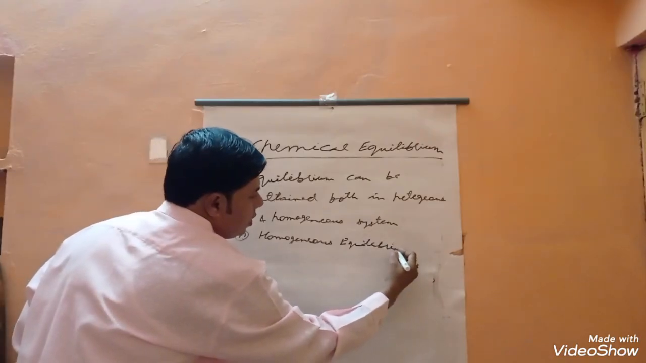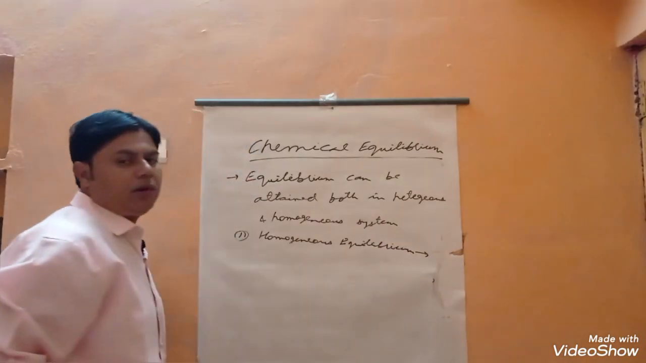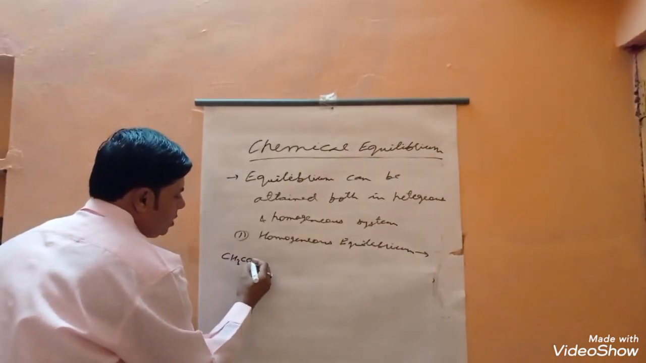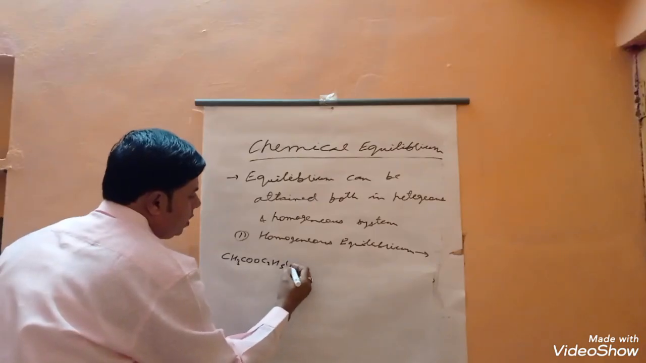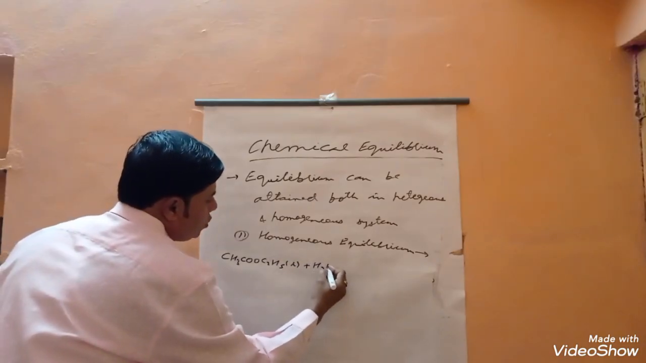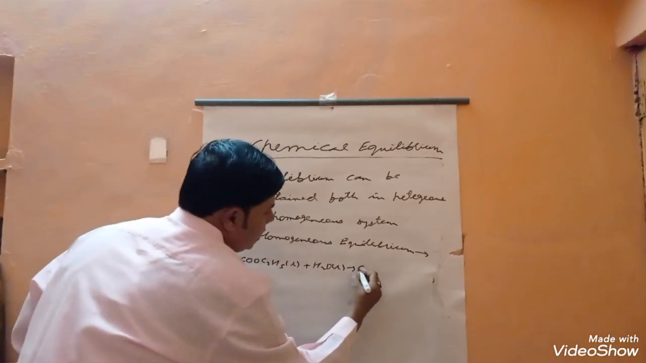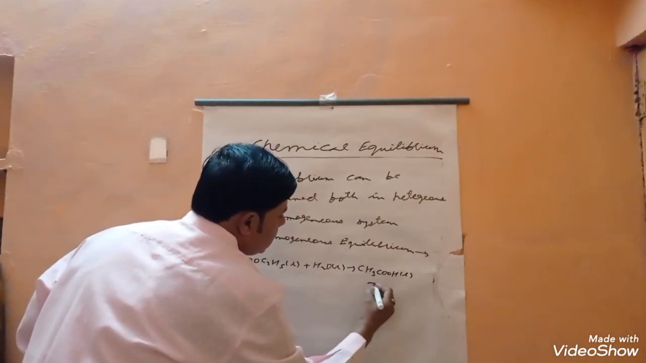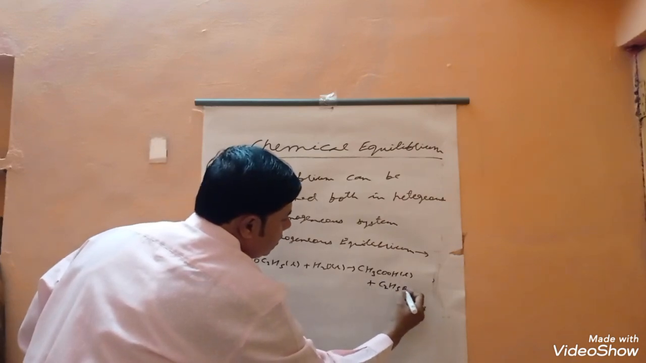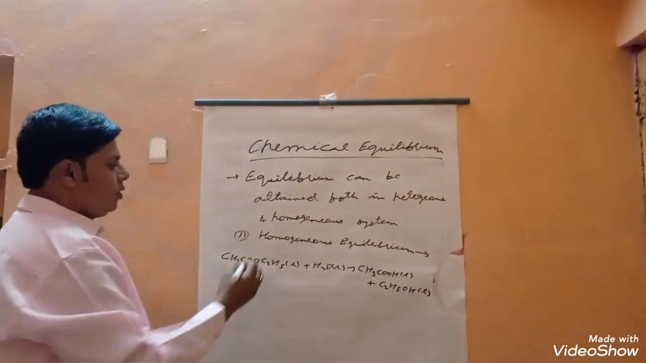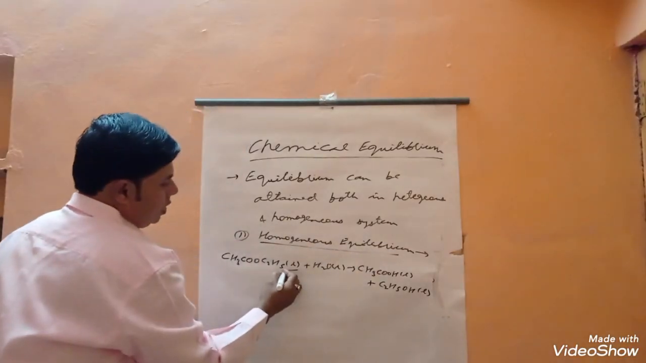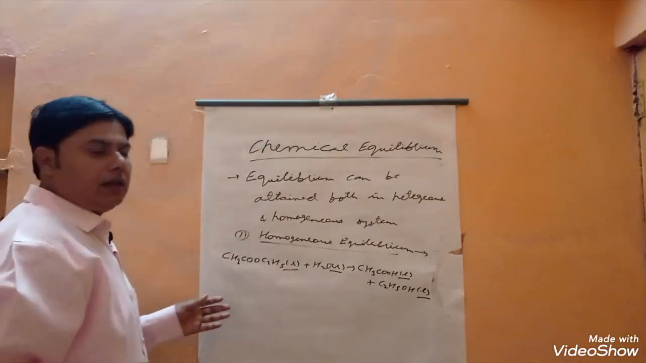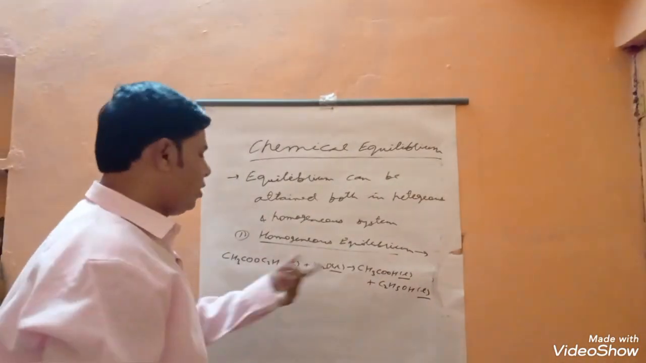In homogeneous equilibrium, reactants and products are in the same phase. For example, the ester CH3COOC2H5 liquid reacts with H2O liquid. It gives acetic acid CH3COOH in liquid form plus ethanol C2H5OH again in liquid form. So the reactants are in the liquid phase and the products are also in the liquid phase. So the phases are the same in homogeneous equilibrium.